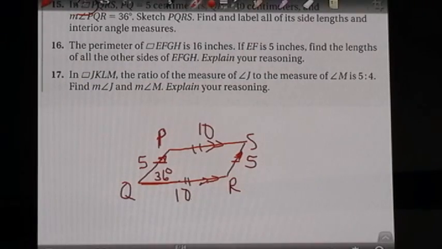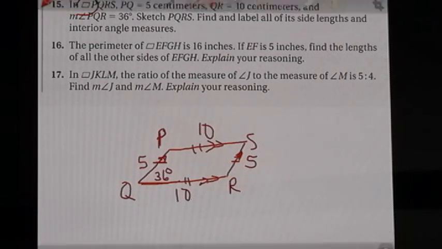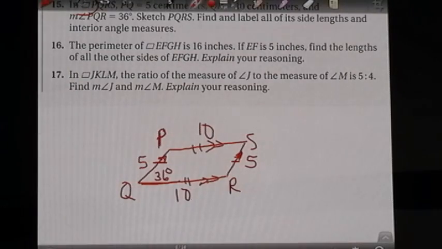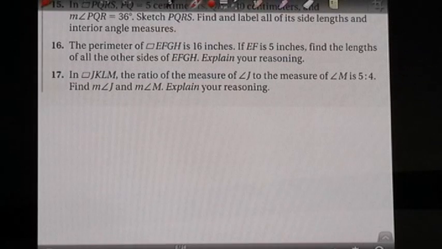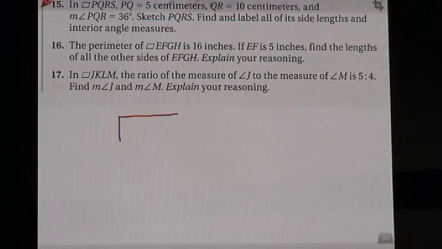All right, the perimeter of parallelogram EFGH is 16 inches. If EF is 5 inches long, find the lengths of all the other sides. Okay, we know it's a parallelogram. Might as well make it easy on ourselves. We'll just draw a rectangle. So that's a parallelogram. Okay, EF is 5 inches.